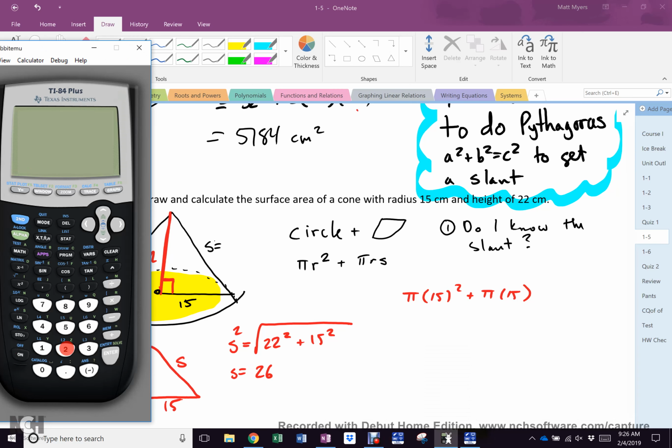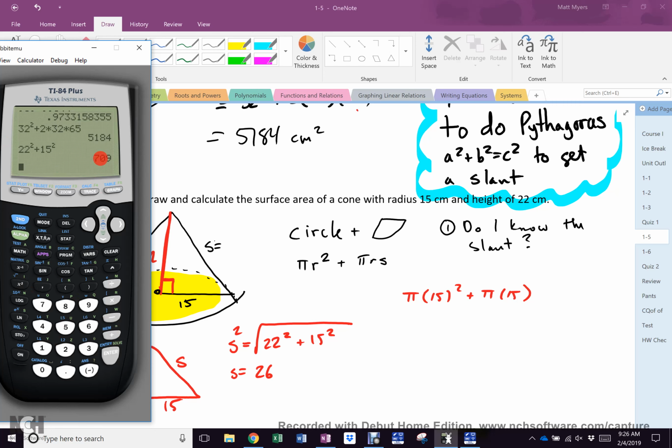22 squared plus 15 squared got me 709. And then you got to square root that. Except when you square root it, you get that hideous decimal, don't you? We're trying to get rid of decimals. So we're not going to write that crazy decimal.